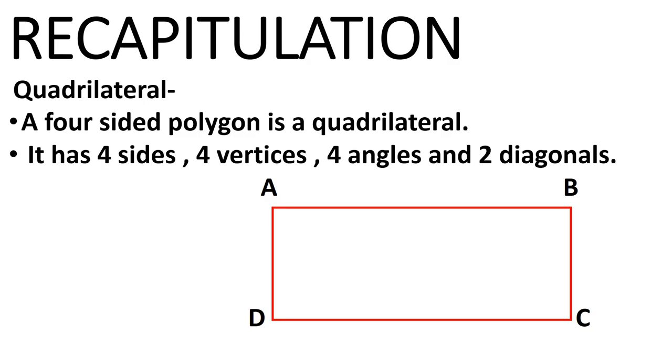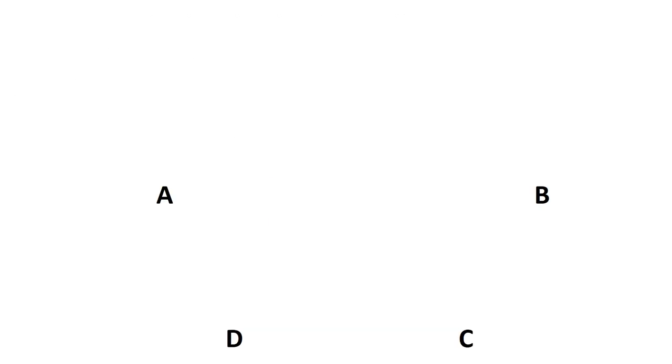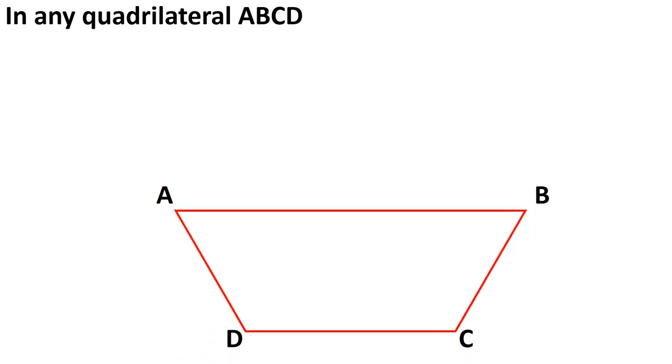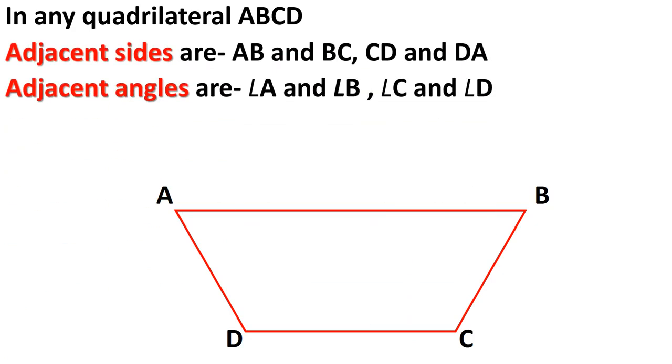Now see, if ABCD is a quadrilateral, its adjacent sides are AB and BC. This is one pair of adjacent sides. Adjacent sides must have one vertex in common. CD and DA is another pair of adjacent sides. In CD and DA, vertex D is common.